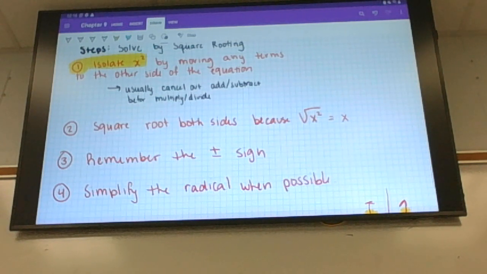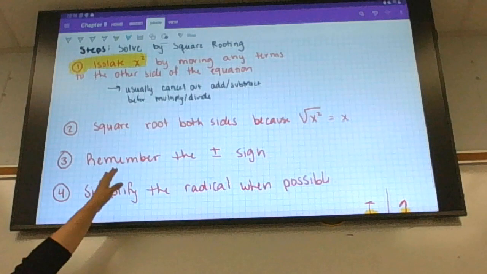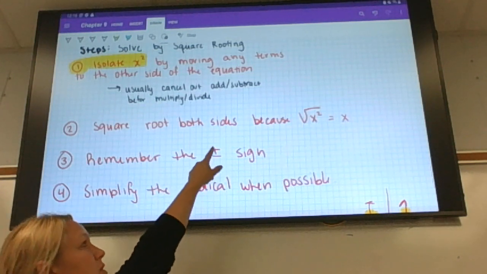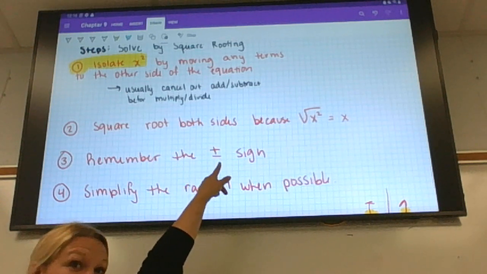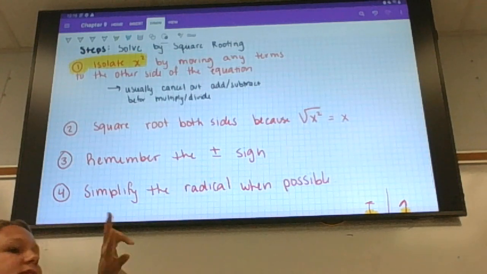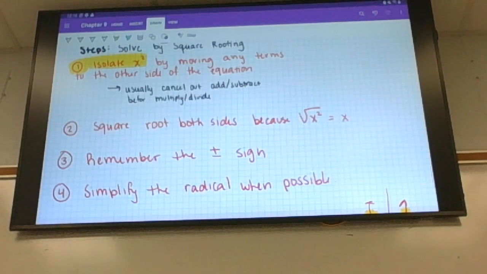So the reason you'd have to remember a plus and minus sign is because the answer could be both positive 3 and negative 3. So we summarize that with this symbol. It's a stacked plus sign over a minus sign. And that's because if x squared equals 9, it can have a plus 3 or a minus 3.